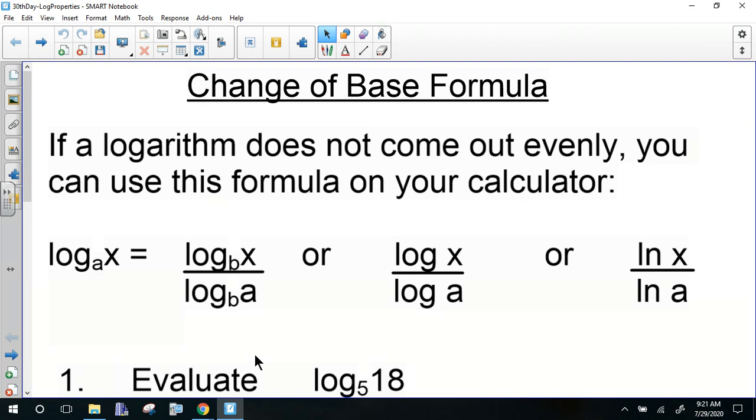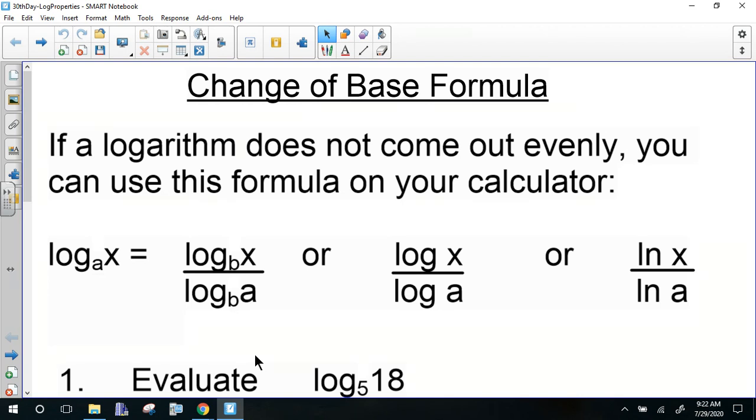So if a logarithm does not come out, what we call evenly, you can use this change of base formula. You can put it into the calculator. What happens is you are given a log with a base and a number, and we can use log base whatever we want to use, and we can also use natural log.